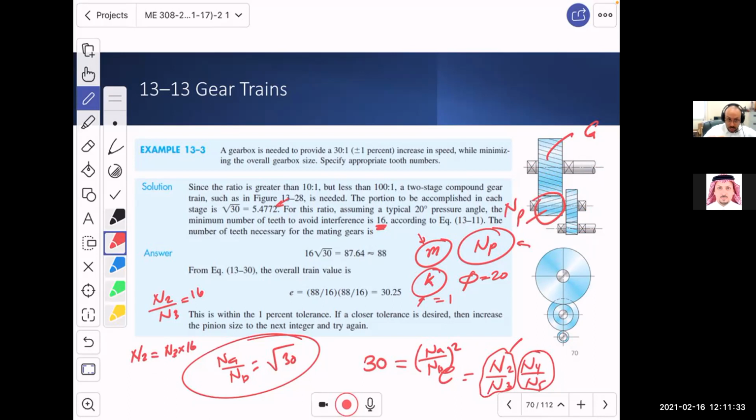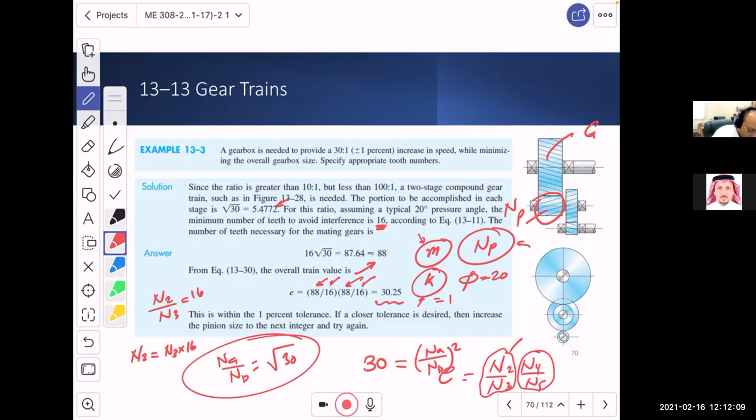Now, just remember that we are assuming here that the ratio is the same, and by doing so, we will end up having the number of teeth for the gear, not the pinion, equal to 88. So if you have 88 divided by 16, and then 88 divided by 16, that's the reason why we have this twice, because we assume that the ratio between the two gears is the same. And this is going to give you how much? 30.25.